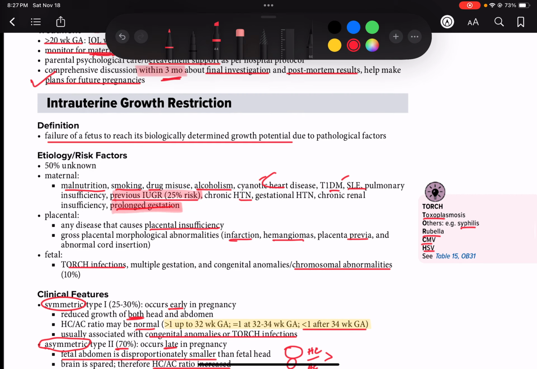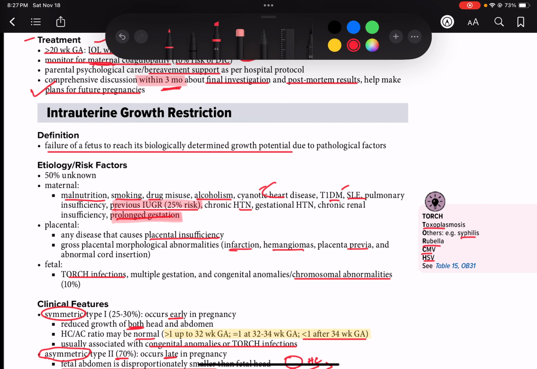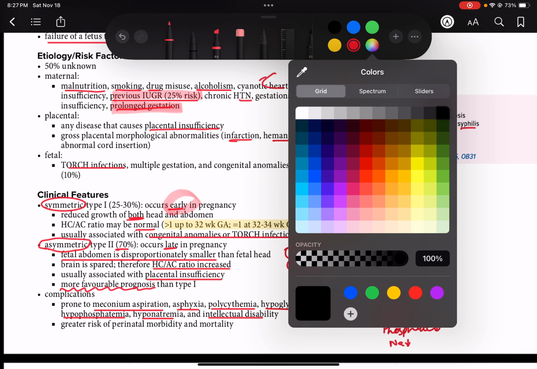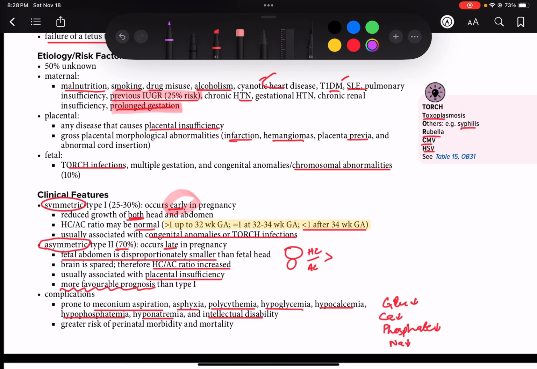What are the clinical features of growth restriction? It could be either symmetrical or asymmetrical. If it is pretty early in pregnancy, then it would be symmetrical. So if the growth restriction started pretty early, then it would be symmetrical. That is, the head and the body would be symmetrically restricted in growth. If the abdomen circumference is reduced, head circumference would also be reduced. So the ratio may be normal. And what is the normal ratio?